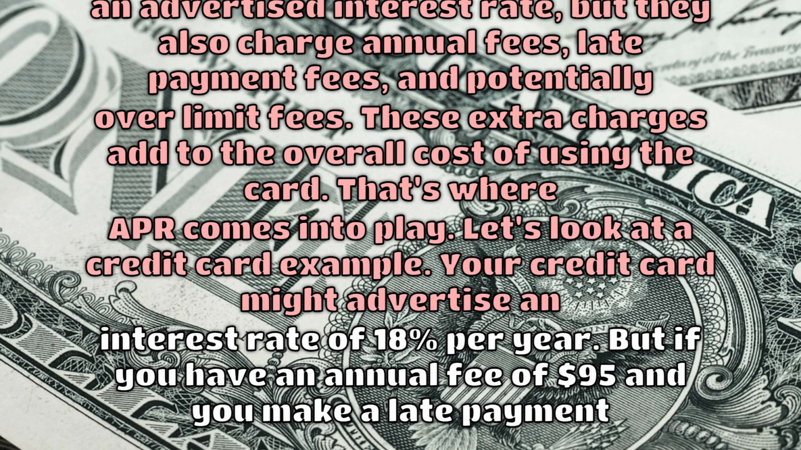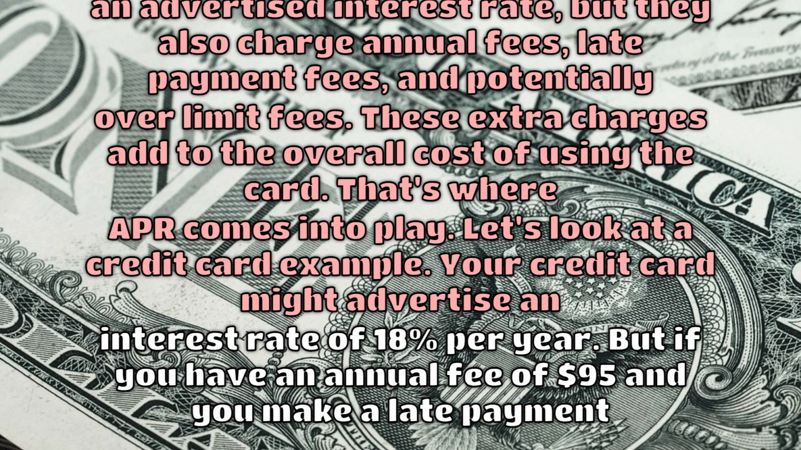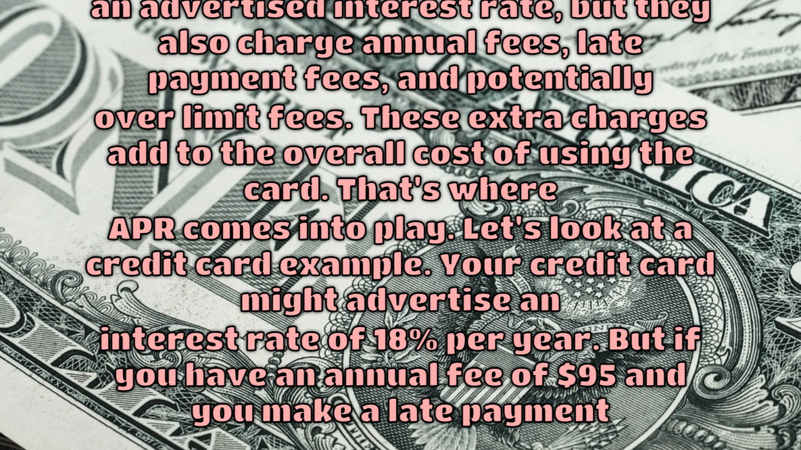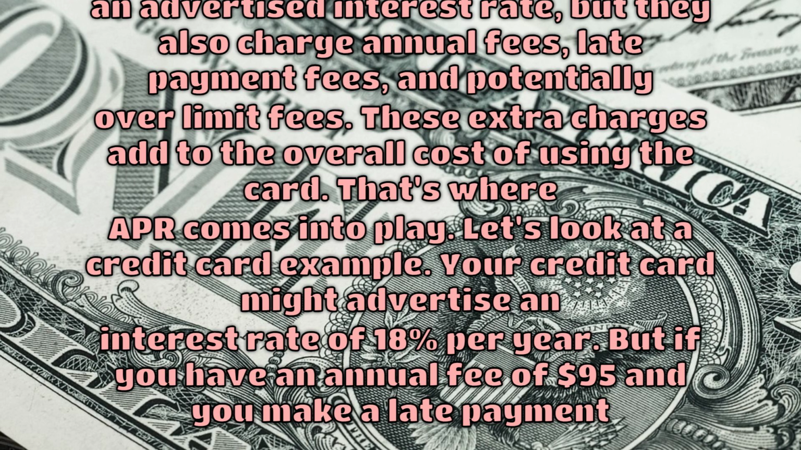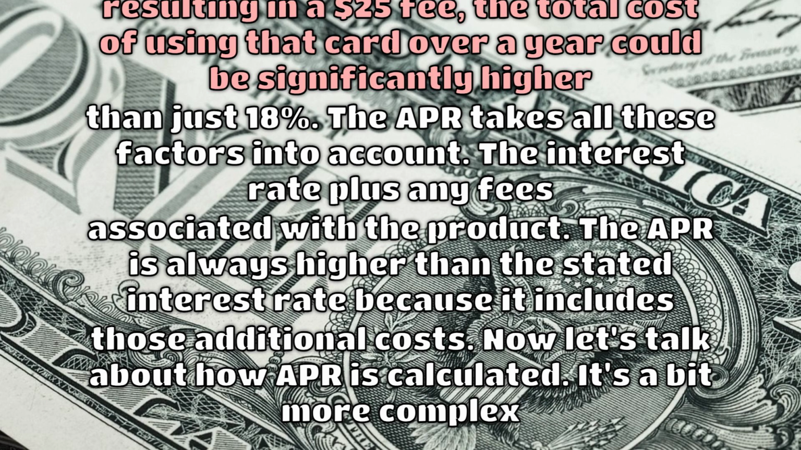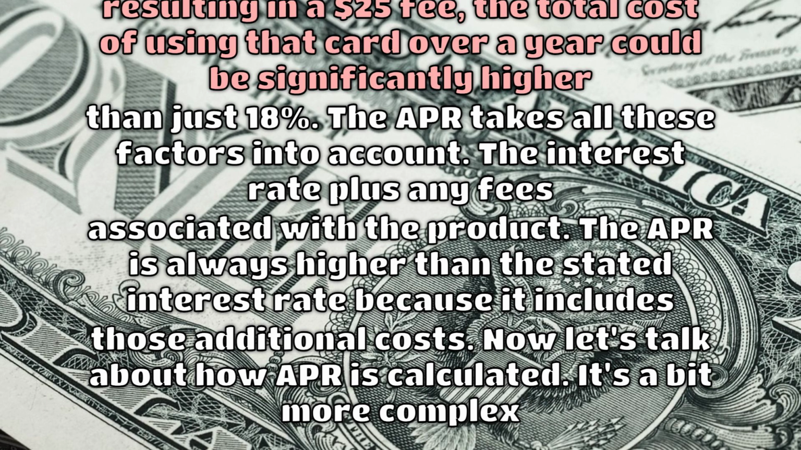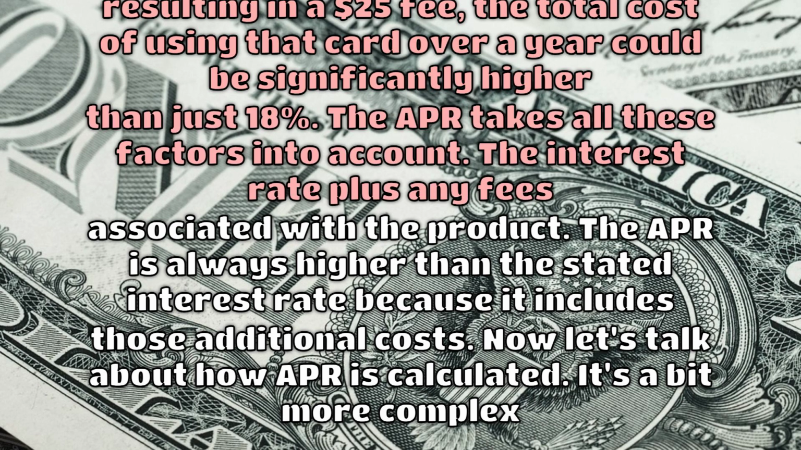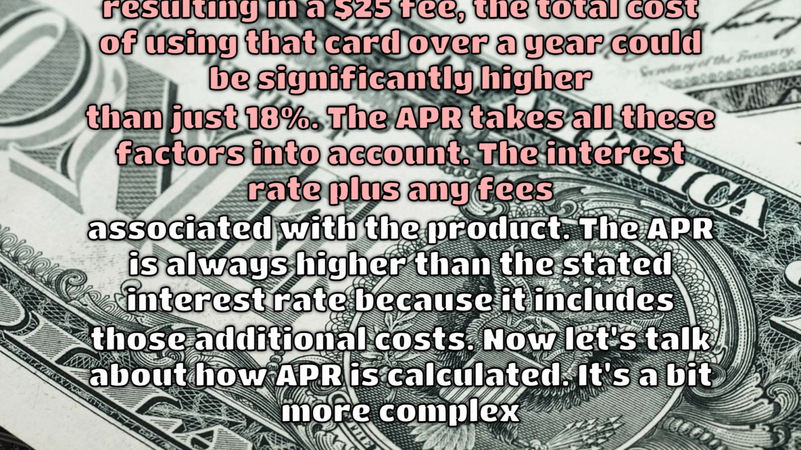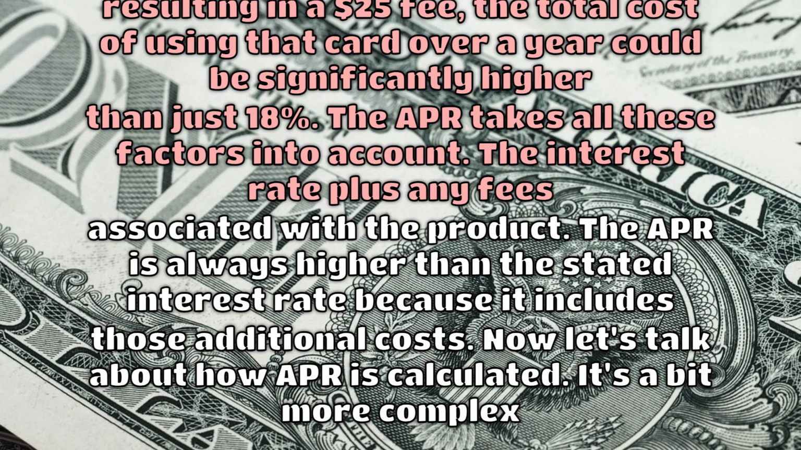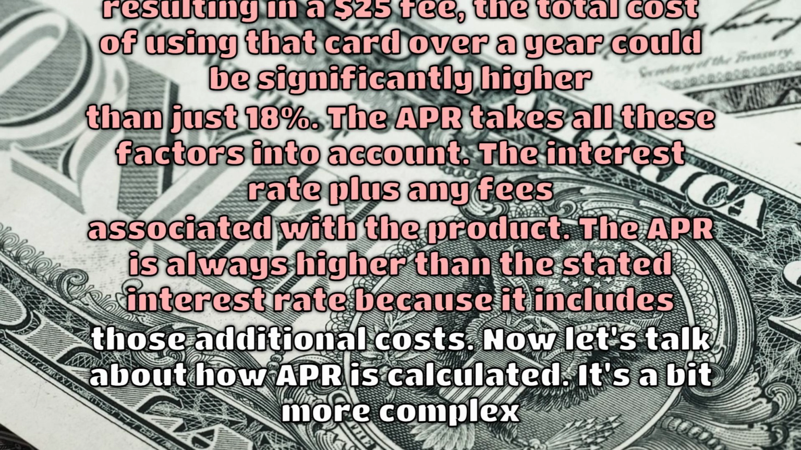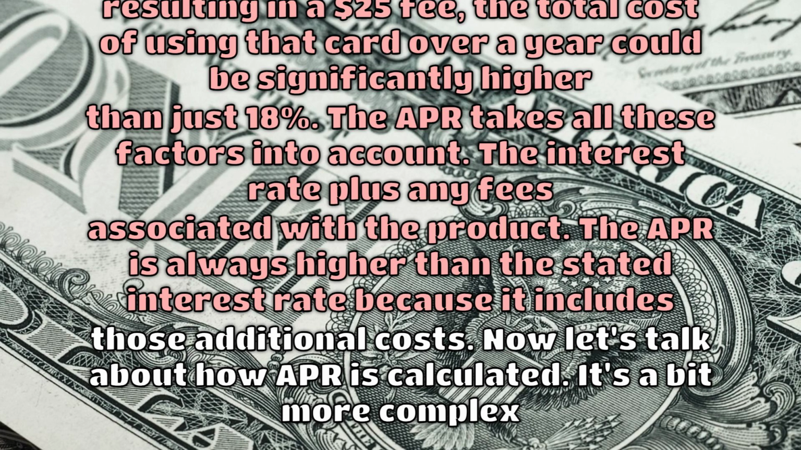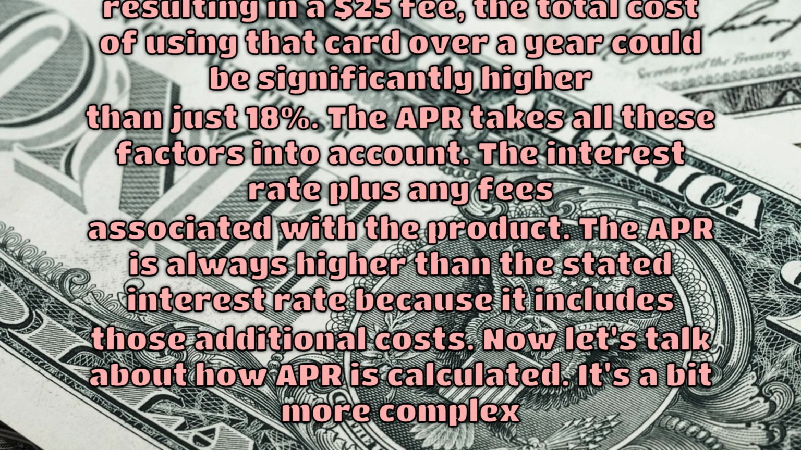Let's look at a credit card example. Your credit card might advertise an interest rate of 18% per year. But if you have an annual fee of $95 and you make a late payment resulting in a $25 fee, the total cost of using that card over a year could be significantly higher than just 18%. The APR takes all these factors into account, the interest rate plus any fees associated with the product. The APR is always higher than the stated interest rate because it includes those additional costs.